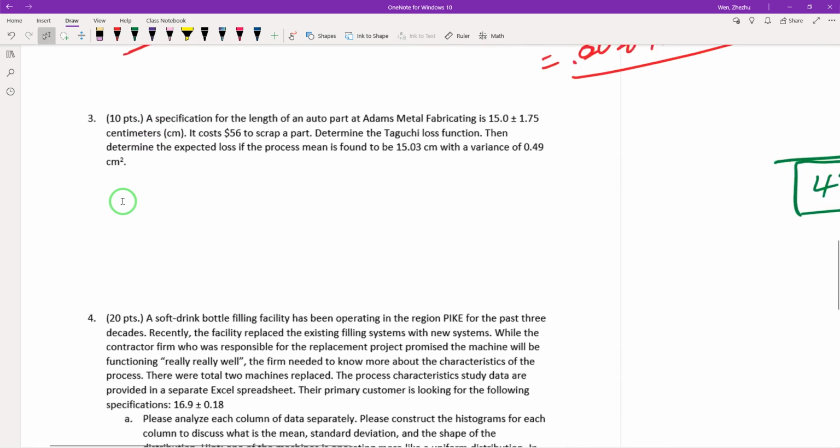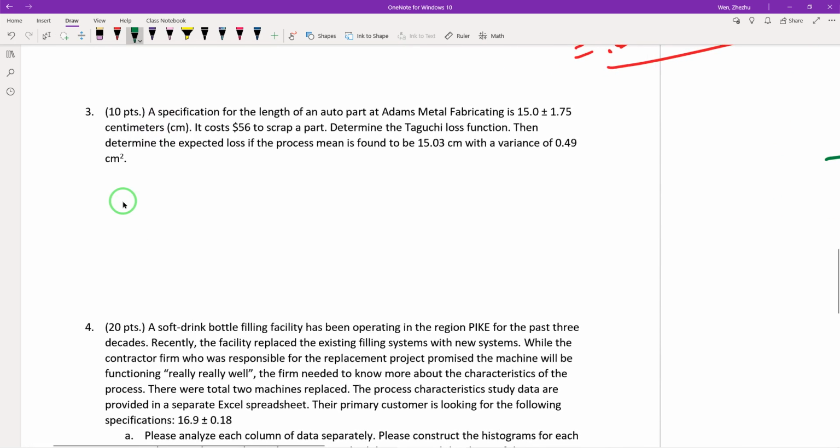The specification for the lengths of an auto part in Adams Fabricating is 15 plus minus 1.75. It costs $56 to scrap a part, meaning that when something goes beyond the specification limit, it's going to cost $56. Then find K, and determine the expected loss if the process mean is found to be 15.03.